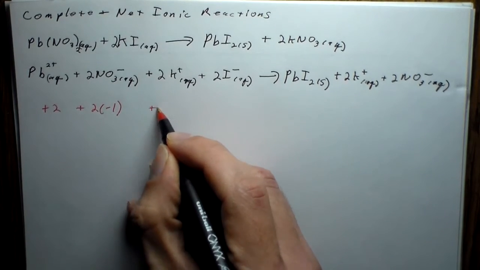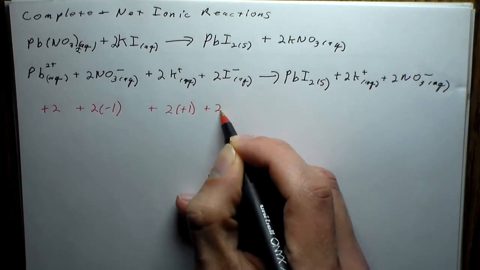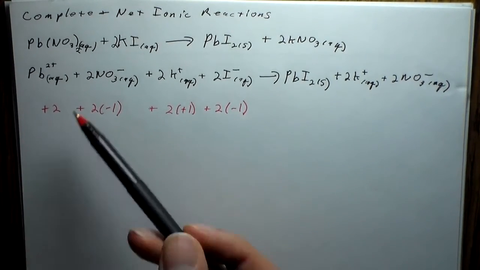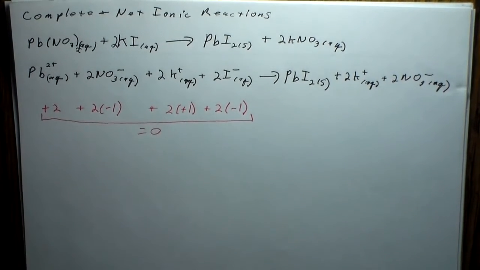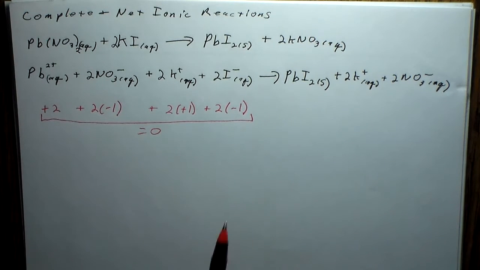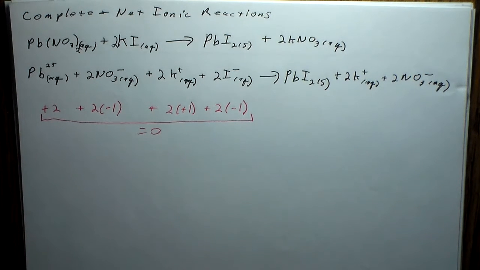This one is going to be 2 times a positive 1. And then this is going to be 2 times a negative 1. And of course, that's just 2 minus 2 plus 2 minus 2. So this whole thing here is just 0, right? So that's just 0. Now when you're dealing with net ionic reactions, or complete ionic reactions, usually these things should be 0. In net ionic reactions, there's definitely a possibility we could have non-zero things here. So all that really matters is that it's the same on both sides.